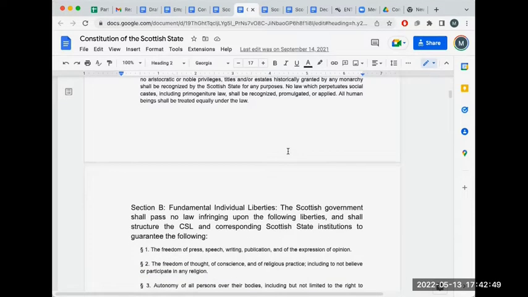I also view that the way the British state has been set up, with the Queen, with the monarchy, with the lords, has a social hierarchy that's very much baked into the governing structure and the social hierarchy in general.